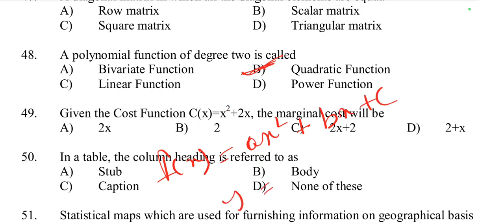Suppose for example y is equal to 2x square plus 3x plus 5. This is an example of a quadratic function.